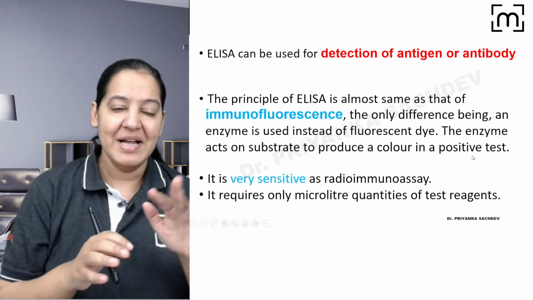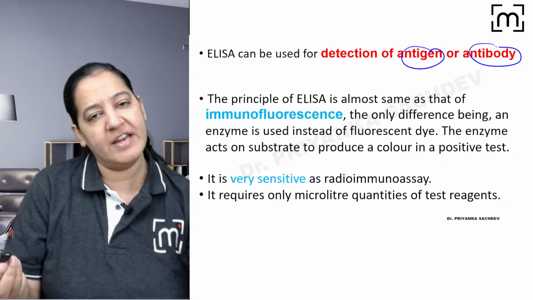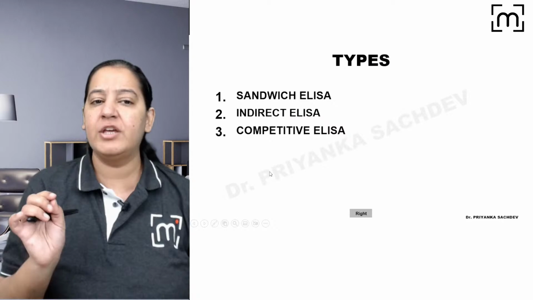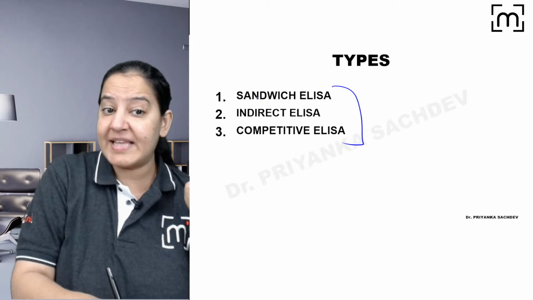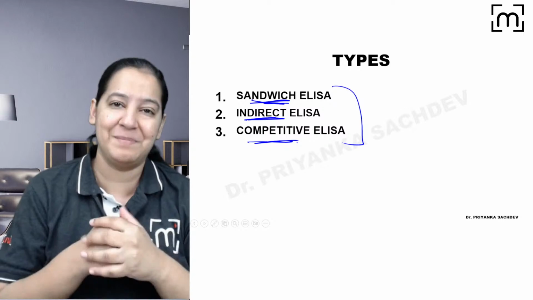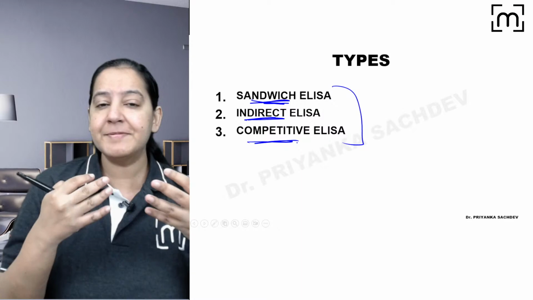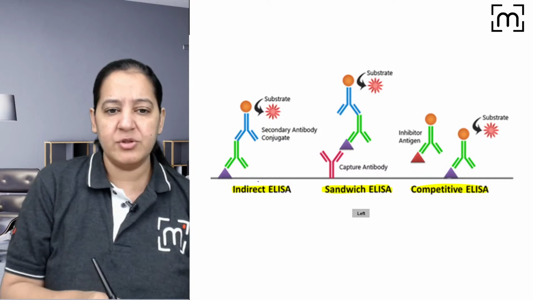So read the first line. ELISA is for detection of antigen as well as antibody. We can detect both using ELISA, right? It is a very sensitive technique where we use enzymes and immunosorbent material. There are three types of ELISA: the sandwich ELISA, indirect ELISA, and competitive ELISA. Now, what is the difference between them? Most of the students have confusion between them, and their concepts are not very clear, right? Okay, let me clarify. These are the three types of ELISA: the sandwich, indirect, and competitive.